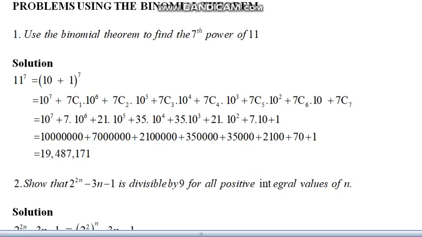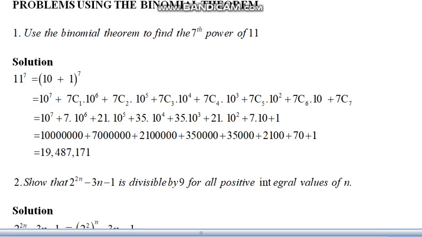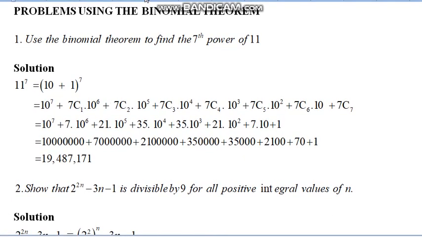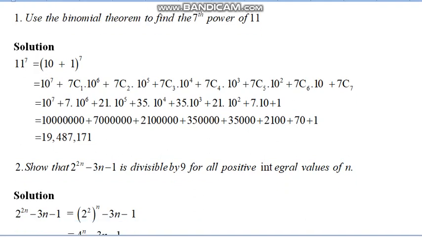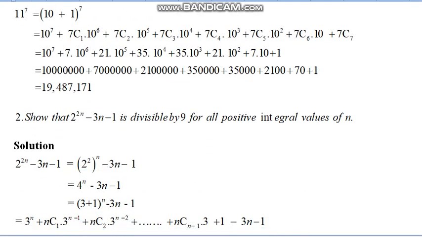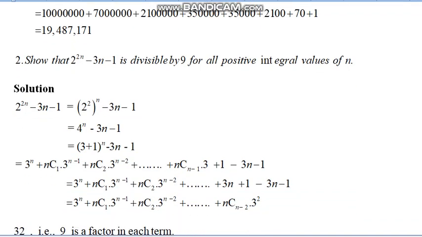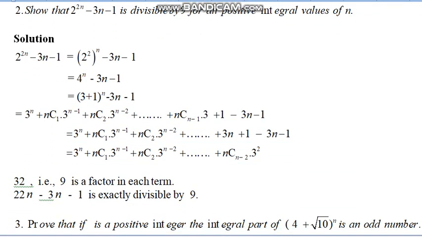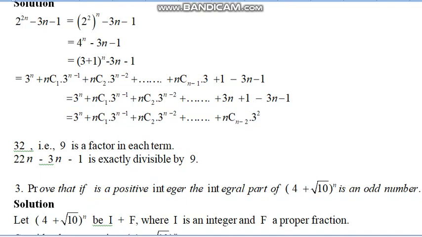So the second problem: show that 2 power 2n minus 3n minus 1 is divisible by 9. That we need to prove, for all positive integral values of n. So let us take 2 power 2n as 2 square to the power n, minus 3n minus 1. So that becomes 4 power n minus 3n minus 1.